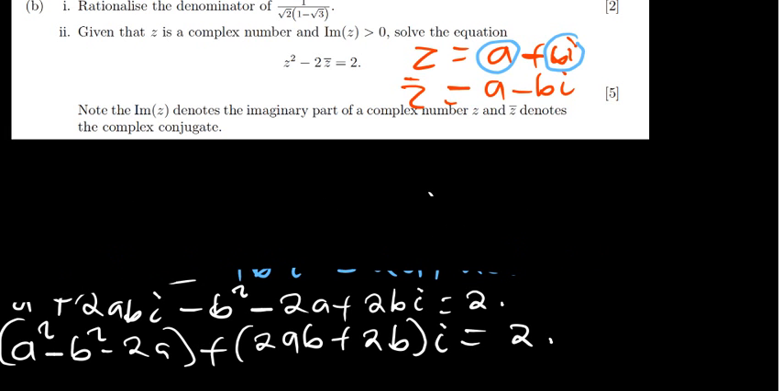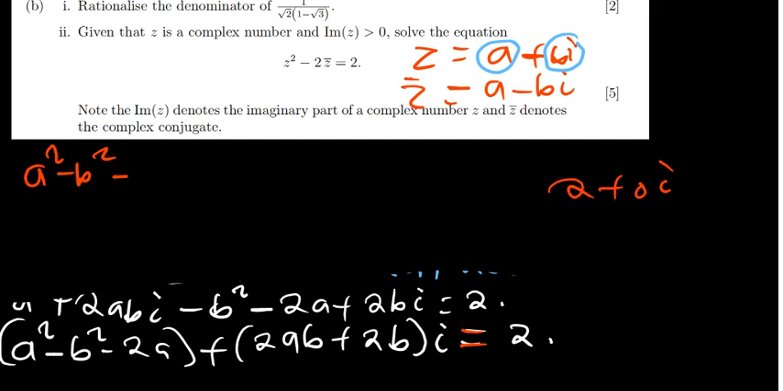So here you are going to do this. Everything here is equal to 2. Meaning, what is our imaginary part? We only have 2 here. What is our imaginary part? 0. It's the same as 2 plus 0i, which is just the same as 2. So we are going to say a squared minus b squared minus 2a has to be equal to the real part, which is 2. Let's get the imaginary part. The imaginary part is 2ab plus 2b is equal to the imaginary part here, which is 0.